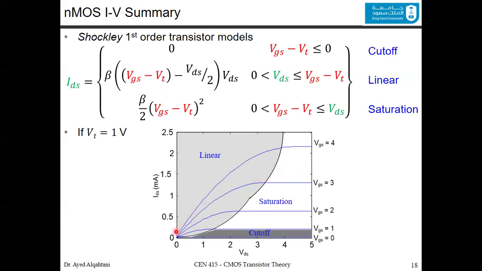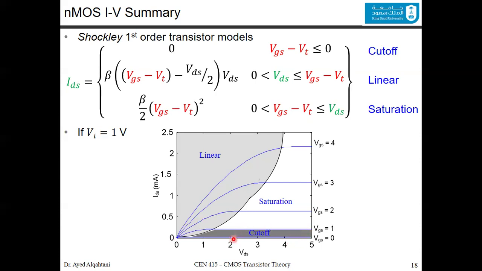The linear region, you can see that it's not a straight line, but there is a relation. As VDS increases, IDS also increases. See, you have this curving for each one of the VGS values. So we can say that this region here is the linear. Here we have the saturation, and really below we have the cutoff.